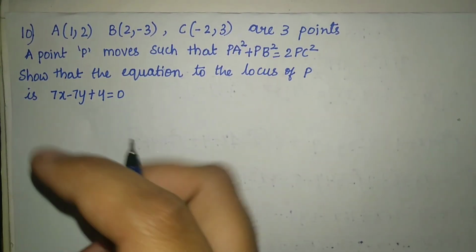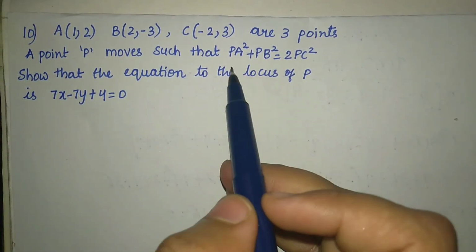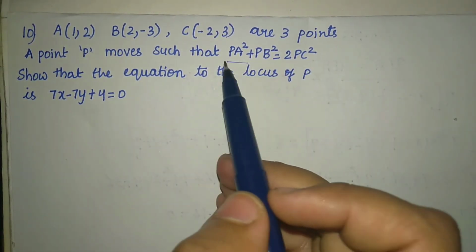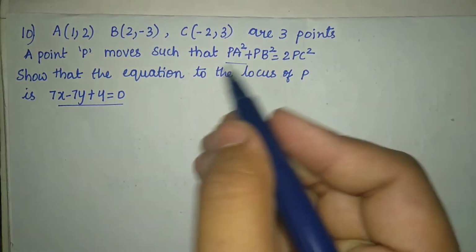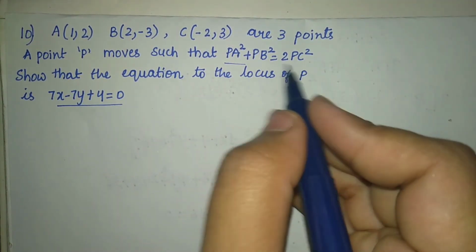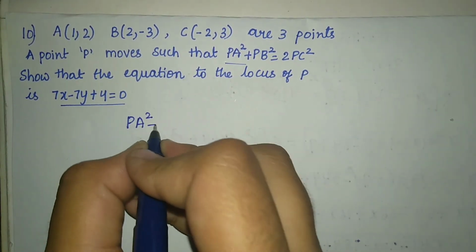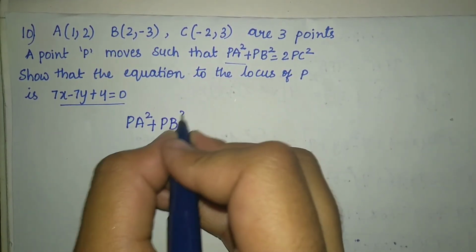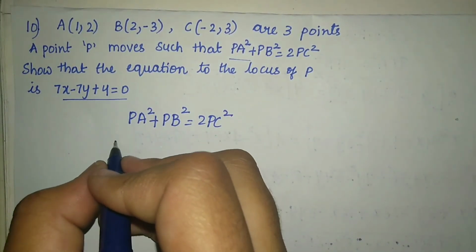So this is the last sum in the exercise. Here they have given 3 points and they have given also the condition. They are asking us to prove whether the equation of the locus is this or not. This is just checking. After solving this problem, we have to check with this. So PA square plus PB square is equal to 2PC square. Just substituting is enough here.